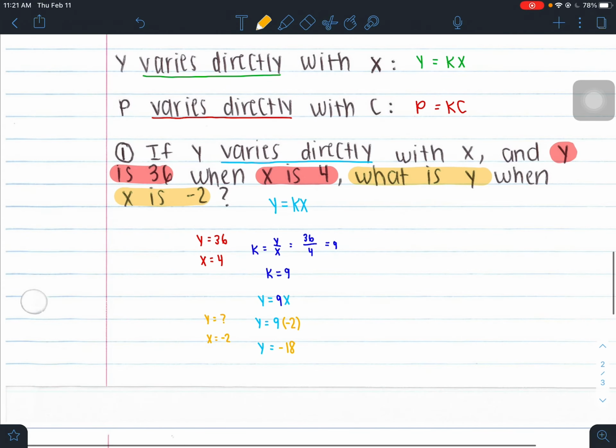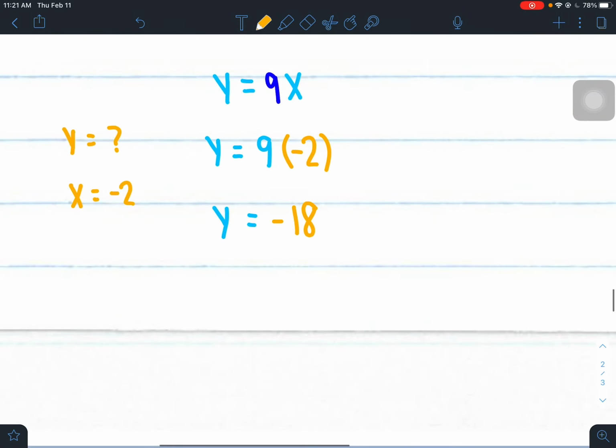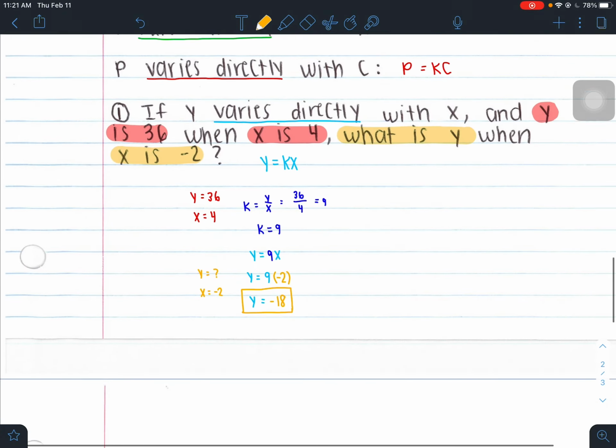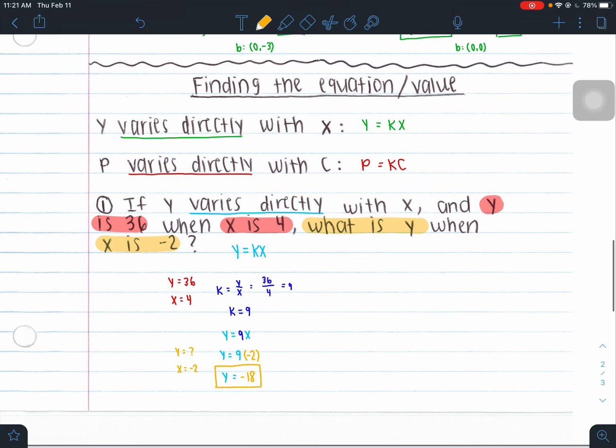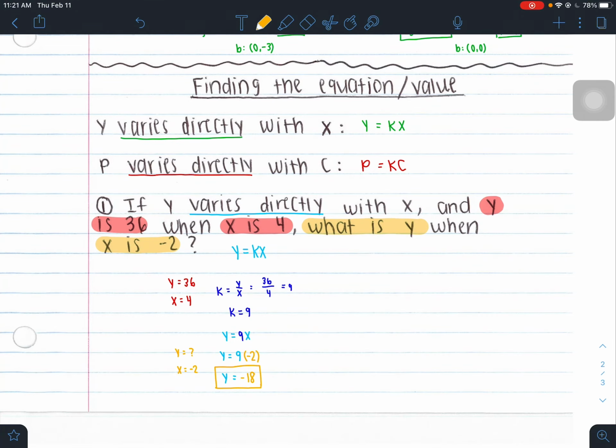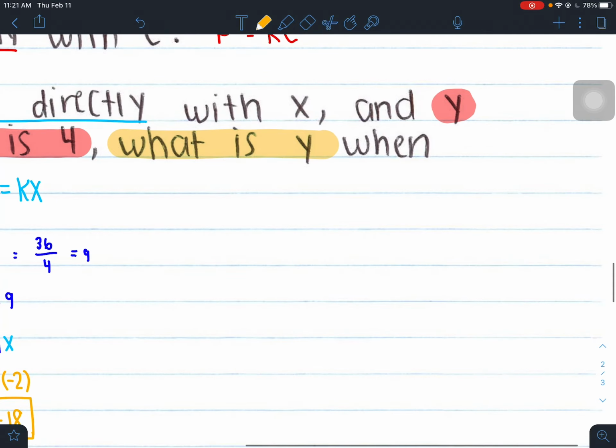Now let's talk about what did they want us to solve for. What did they want us to find in the very end? They wanted to know what is Y. Did we solve for Y? Yes, we did. So this is our final answer. Okay, so this is basically taking the bits of information they've given you, finding that K value, then finding the equation, and then solving. So here's the steps.